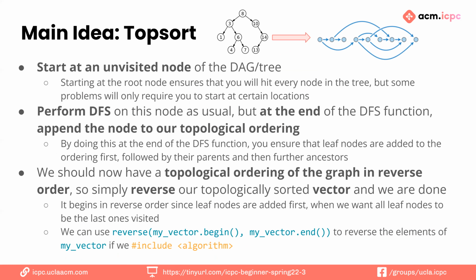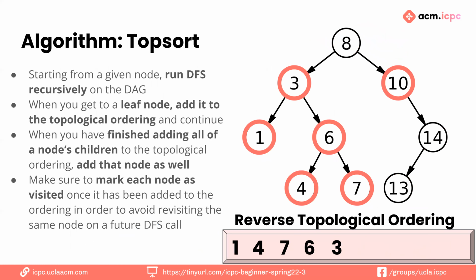So the main idea is, as we just walked through the animation, you start on whichever node you want to start on, usually the root. And you perform DFS on the node, but at the end, you add the node to the topological order. And then that gives us the reverse topological ordering of the graph. So yeah, I guess we can walk through the animation again.